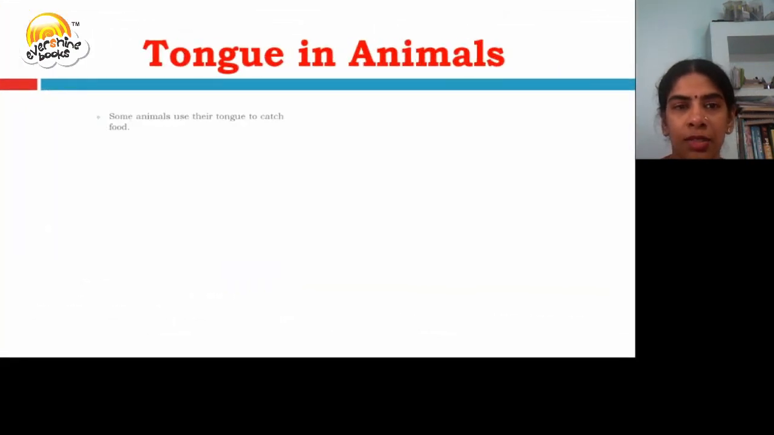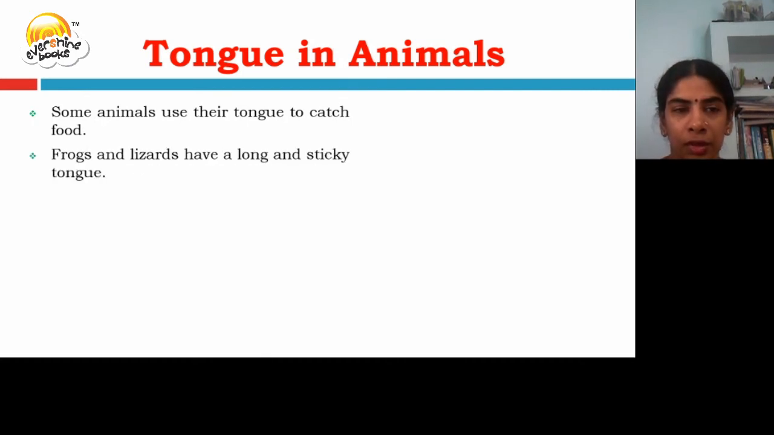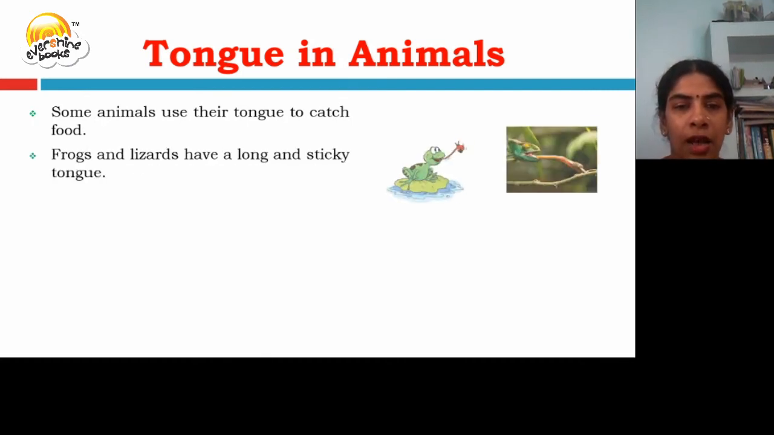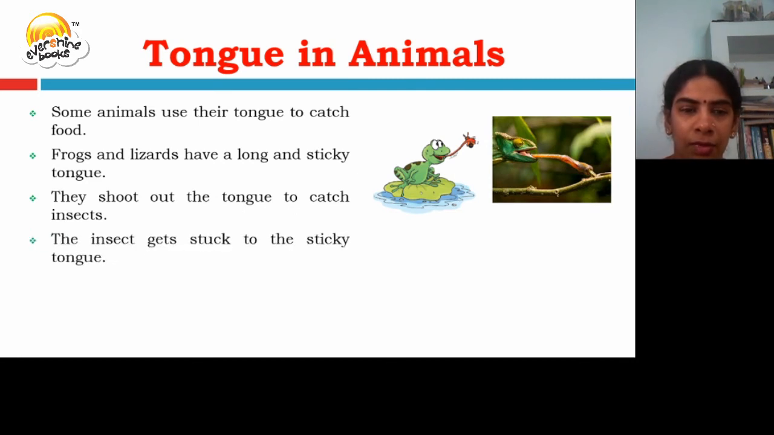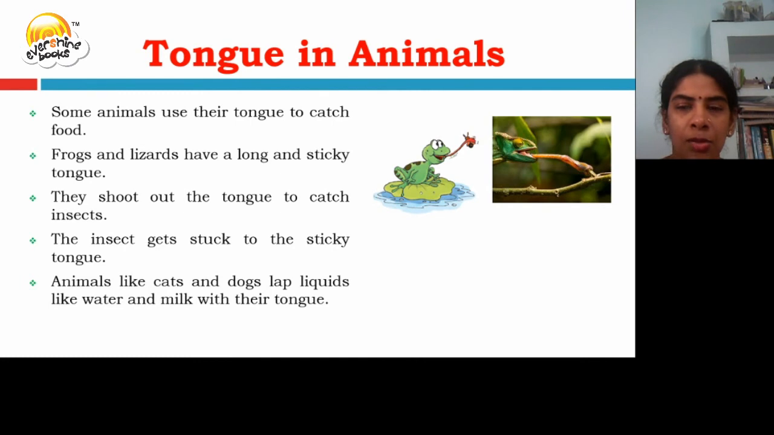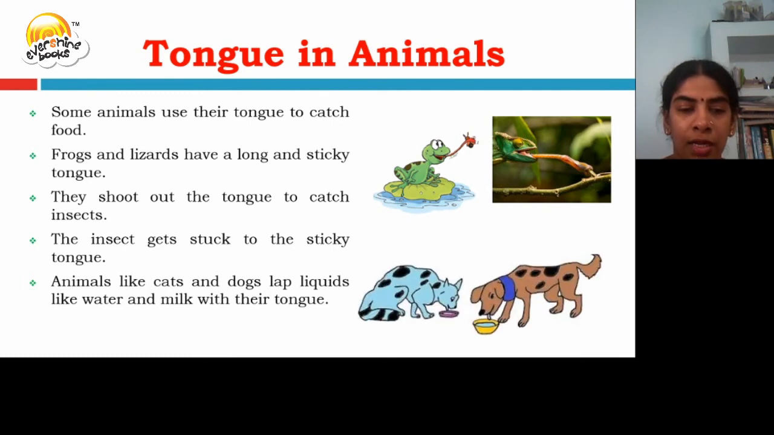Tongue in animals. Some animals use their tongue to catch food. Frogs and lizards have a long, sticky tongue to catch food. They shoot out the tongue to catch insects. The insects get stuck to the sticky tongue. Animals like cats and dogs lap liquids like water and milk with their tongue.